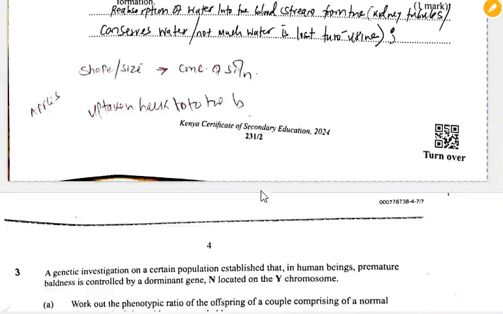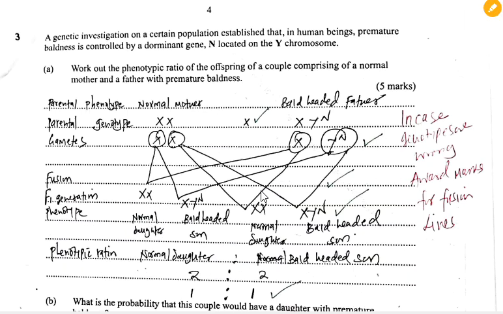Then question 3. A genetic investigation on a certain population established that in human beings, premature baldness is controlled by a dominant gene, N, that is capital N, located on the Y chromosome. Part A, work out the phenotypic ratio of the offspring of a couple comprising a normal mother and a father with premature baldness.